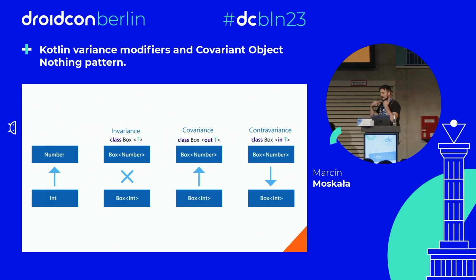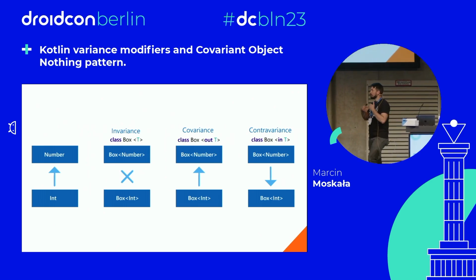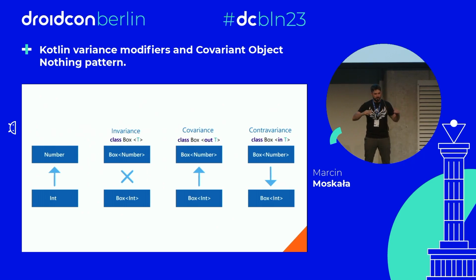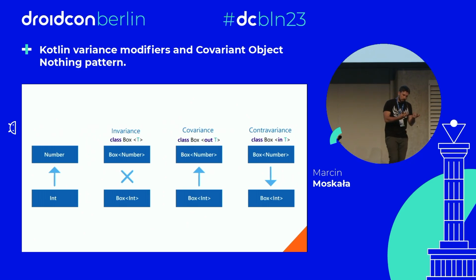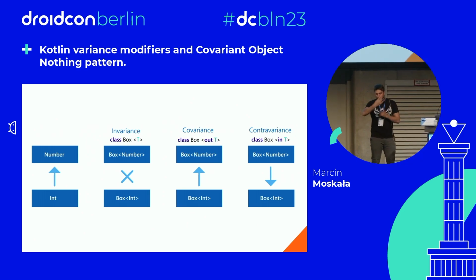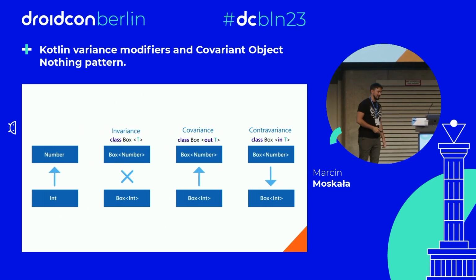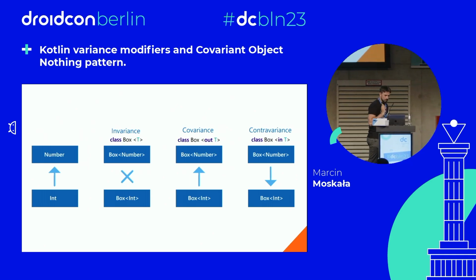But if you use the out modifier, you are dealing with covariance. And contravariance, the in modifier, is the opposite. So if Number is a supertype of Int, then Box of Number is a subtype of Box of Int, the reverse relationship. This is where I could stop my explanation, but you likely need some examples.